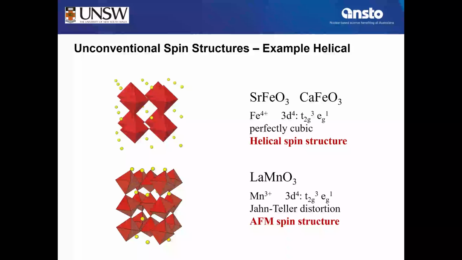One example of a helical structure is strontium ferrate. That's actually quite interesting because strontium ferrate is isoelectronic to lanthanum manganite. It has the same electronic spin configuration, 3 t2g and 1 eg electron, 4 electrons in total, the same as lanthanum manganite. But the main difference is that in lanthanum manganite, they are antiferromagnetic, and in strontium ferrate, they are helical. It's a major difference.